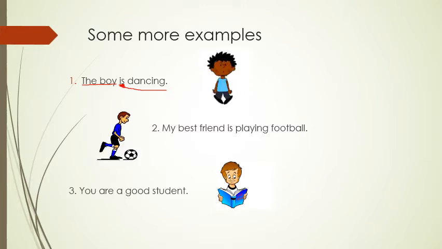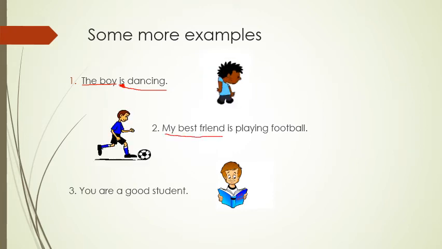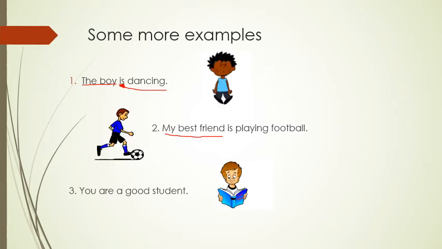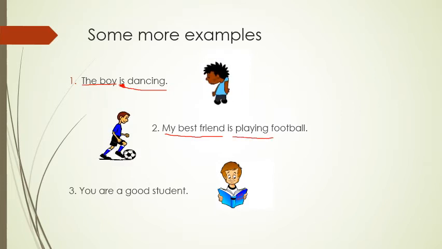Now let's see the second example. My best friend is playing football. Again, who is the sentence about? The sentence is about my best friend. And what information do we get about my best friend, or the subject? That he is playing football.